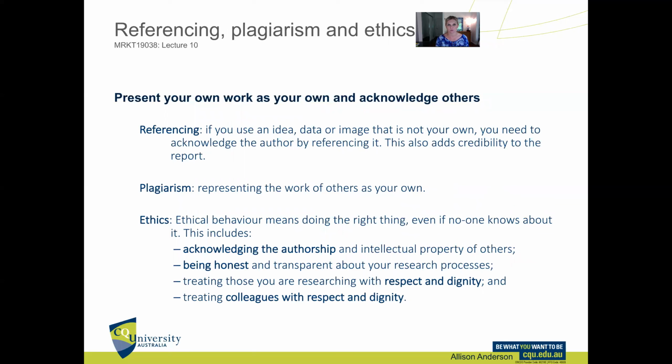All right, referencing, plagiarism and ethics. We've talked about this before, but I'm going to go over it again. Present your own work as your own and acknowledge others. Very simple.